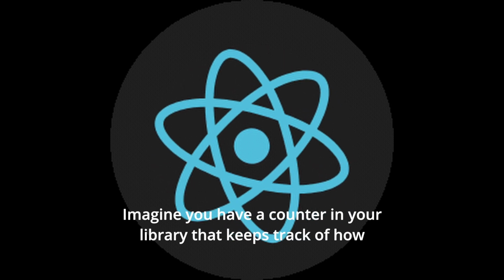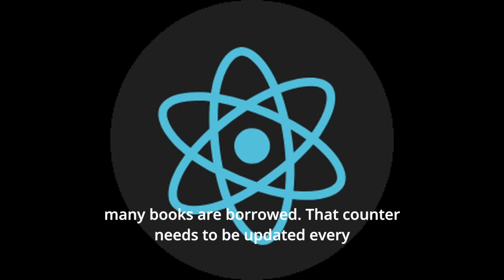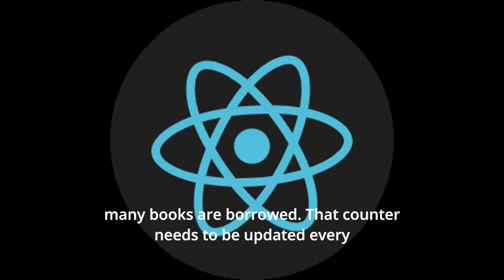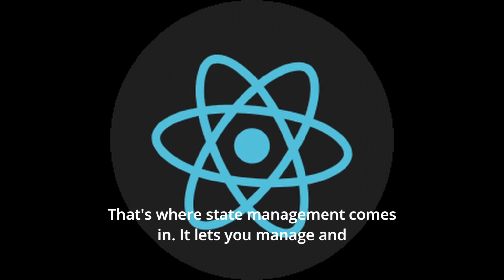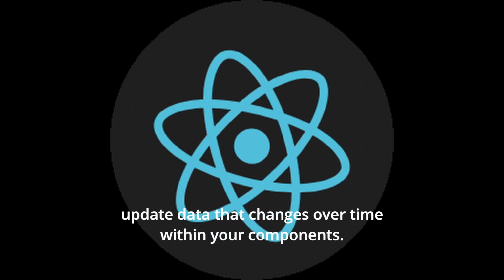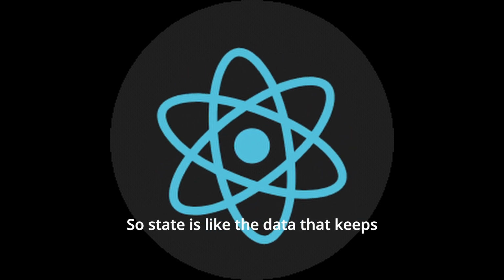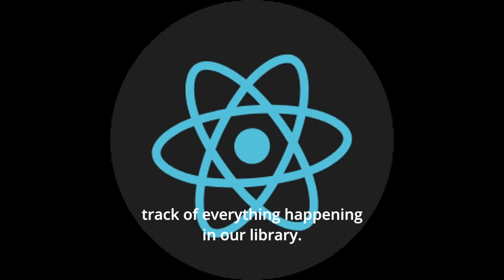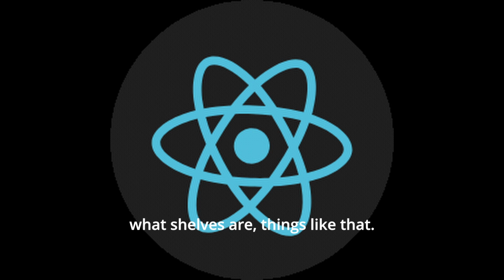Imagine you have a counter in your library that keeps track of how many books are borrowed. That counter needs to be updated every time a book is checked out or returned. That's where state management comes in. It lets you manage and update data that changes over time within your components. So state is like the data that keeps track of everything happening in our library. Precisely. Like how many books are borrowed, which shelves are full, things like that.